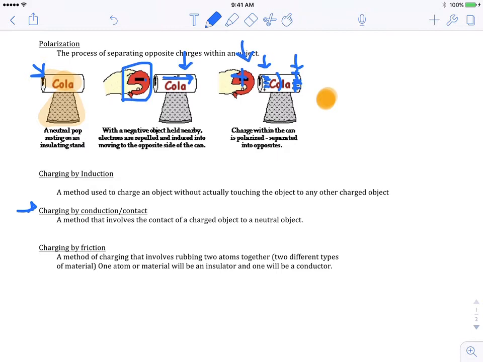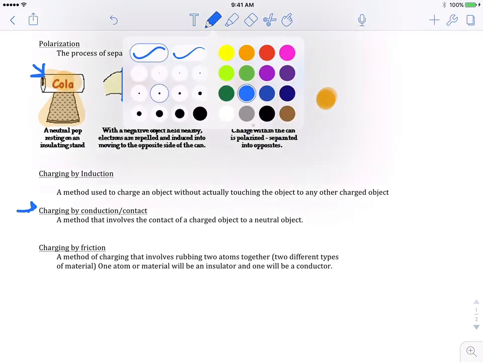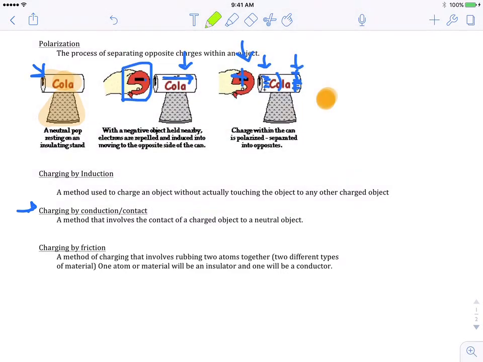Okay, so the next term is charging by induction. Charging by induction is a method used to charge an object without actually touching the object to any other charged object. So induction, without coming into contact, and you're actually charging the object.